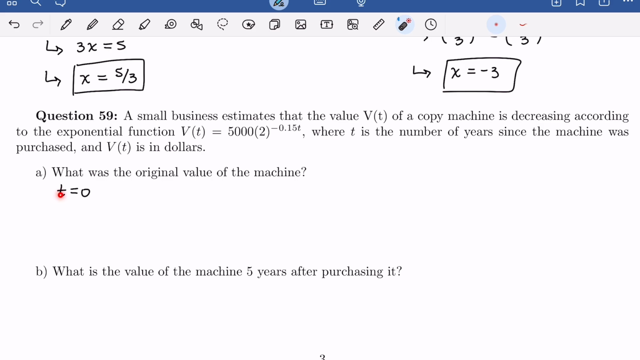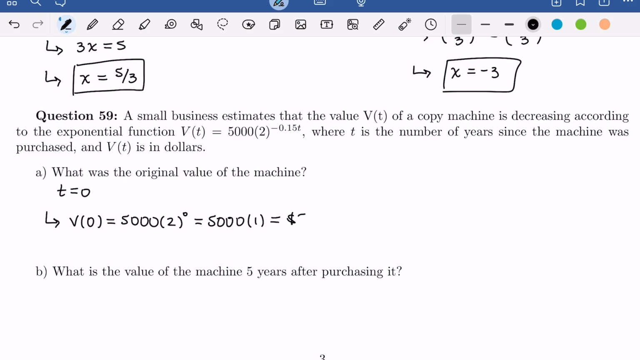So what we're going to do is plug 0 into this equation here, and then figure out what v is going to be. Since t is equal to 0, we're plugging 0 into this. We end up with 2 to the power 0, and we know that anything raised to the power 0 is just 1. So we just have 5,000 times 1, which is $5,000. So the original price of this copy machine is $5,000.